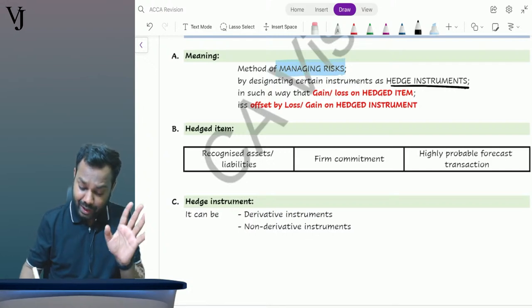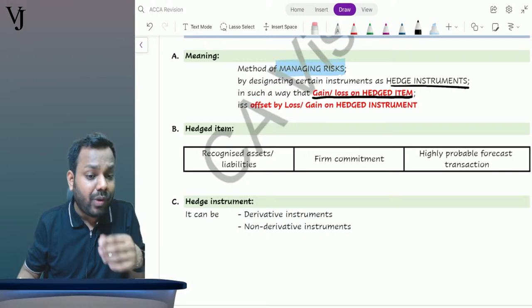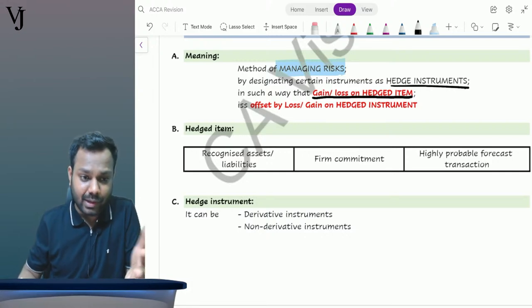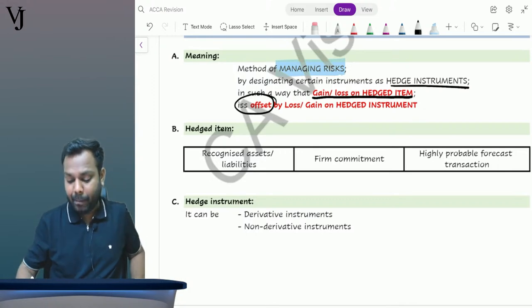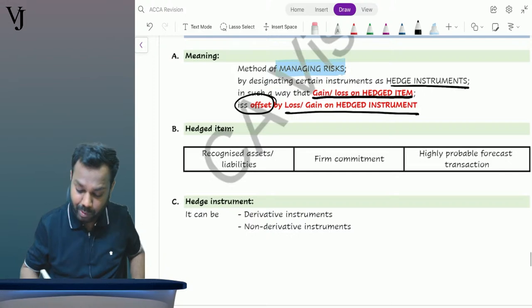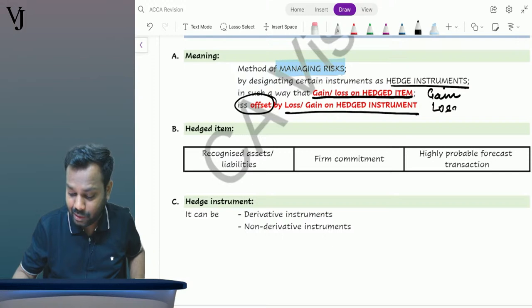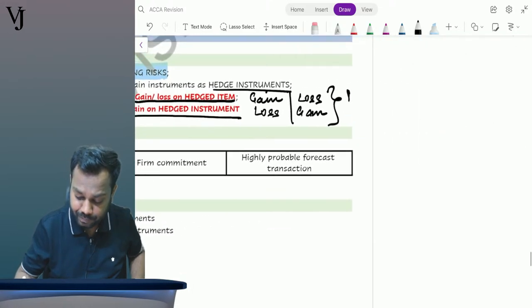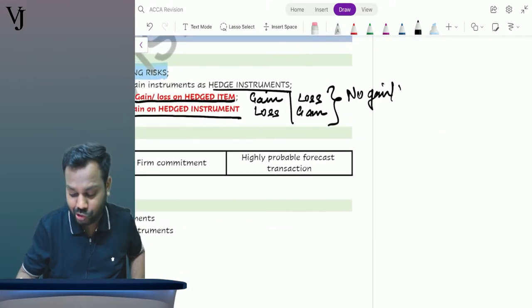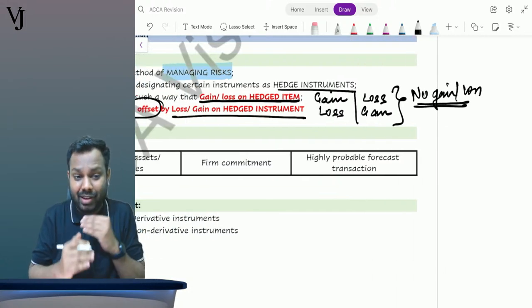In such a way that the gain or loss on the hedge item is offset by a loss or gain on the hedge instrument. The hedge item is the item on which I have a risk. Meaning thereby, if I have a gain here, I will have a loss here. If I have a loss here, I will have a gain here. Means I will always be in a no gain, no loss situation. I am hedging my risks.